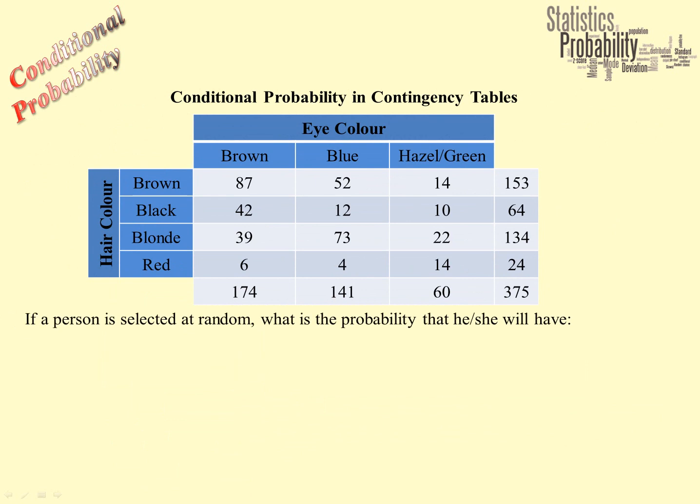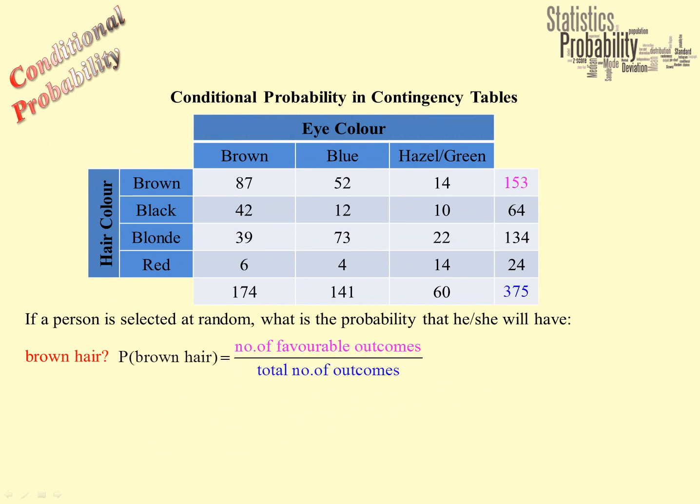If a person is chosen at random, what's the probability that he or she will have brown hair? Now remember, probability is number of favorable outcomes over total number of outcomes. So we say, well, how many outcomes are there for brown hair? So there's brown hair, so we look all the way along and it's the total 153. Total number of outcomes, well, there it is there, 375. We add everybody together. So 153 over 375 is the probability.